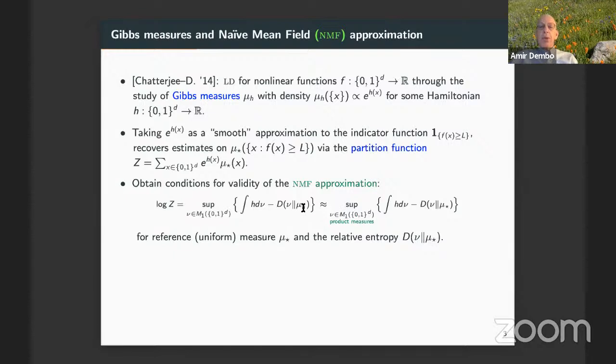In particular, if mu star, the reference measure, was already a product measure, there is a possible hope that the answer will actually be optimized over product measures, in which case the supremum will be over a much better behaved, much smaller set of measures. The Kullback-Leibler distance or relative entropy is very nicely tensorized with respect to product. And this variational problem might be much easier to solve than the original log of Z calculation or the original tail probability. This is called naive mean field approximation.